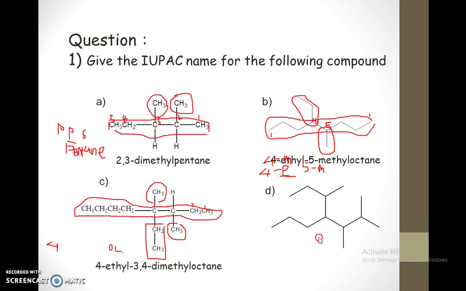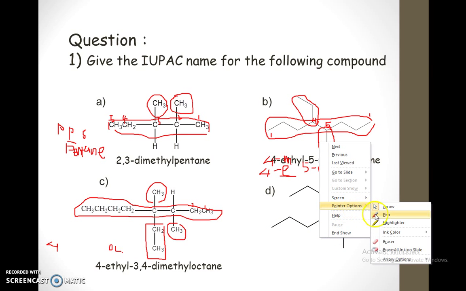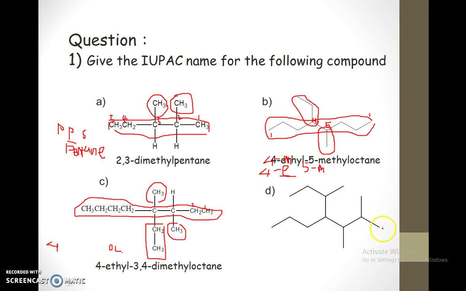Okay, how about for D? D here, okay, as usual, you need to find the carbon chain. So if you notice, this is the longest carbon chain. Right, so 1 2 3 4 5 6 7. 7 is heptane. Okay, and then you need to identify the substituent.